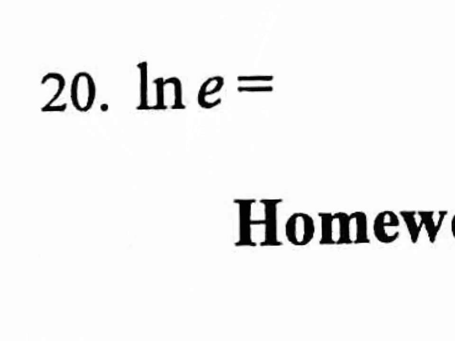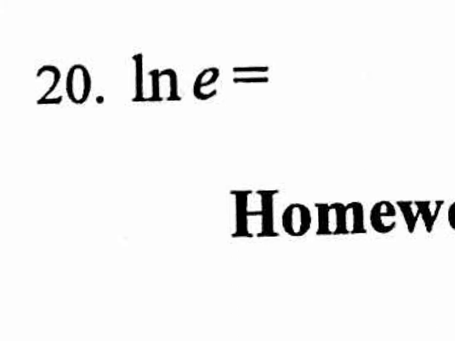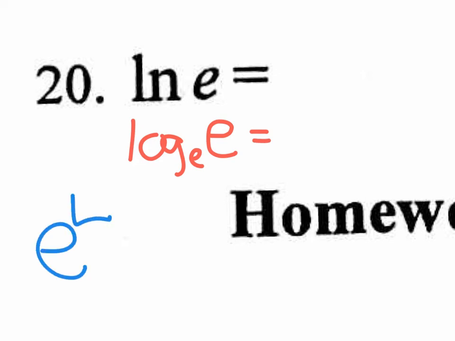Now remember, ln is really what? That's a natural log, but what are natural logs really, according to our notes? That's log base e of e. Are you with me? Now, what is that answer going to be? E to what power will give you e? 1, right? E to the power of 1 will give you e. So this answer is 1.